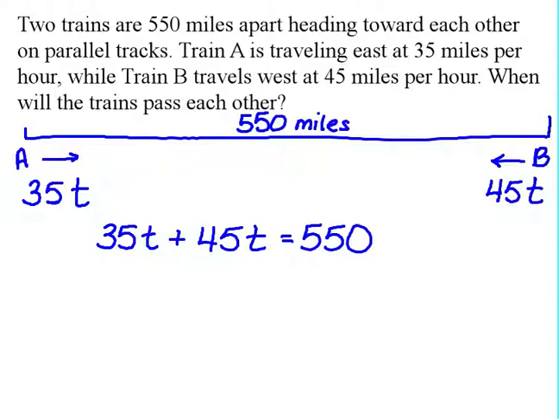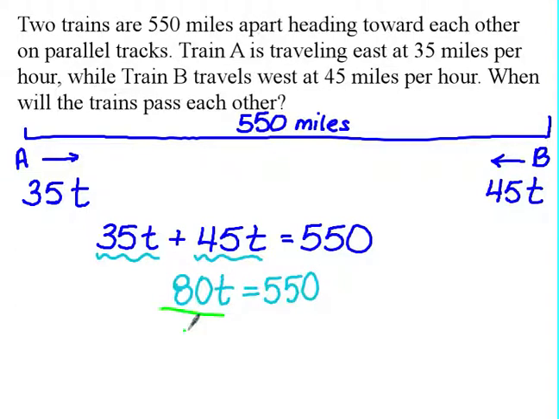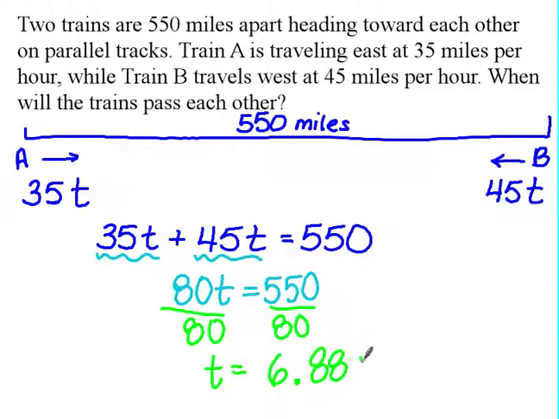This problem is fairly easy to solve because these are like terms, right? So what is 35 and 45? 80. Very good. So I've got 80T equals 550. How do you solve that for T? Divide by 80. So what do you get T to equal? 6.88. So time will be 6.88 hours.